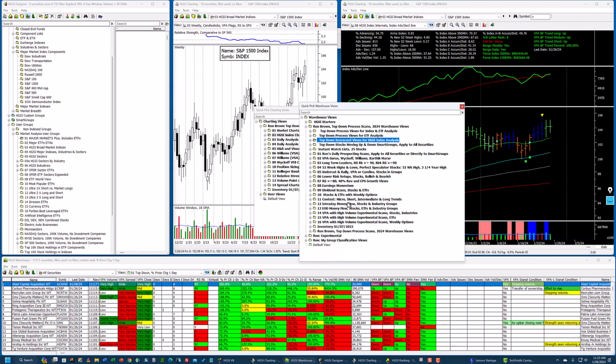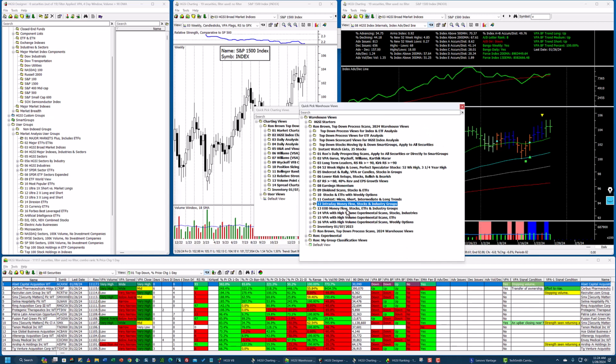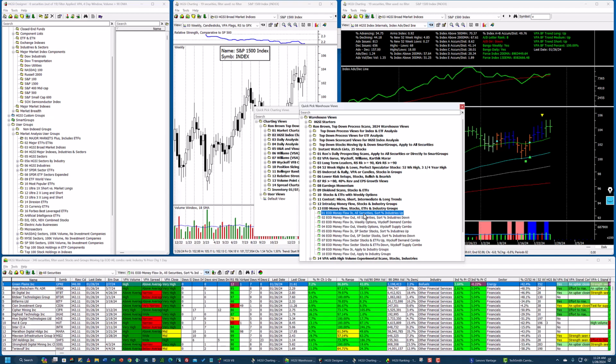Now here's money flow intraday. I'm doing this on the weekend, so nothing's going to show up here. I haven't updated. Thinkorswim does provide the last intraday over the weekend, but I haven't updated it, so I'm just going to stay away from there. Let's just sort on this. Money flow in all securities, and the sort is on the industries up.